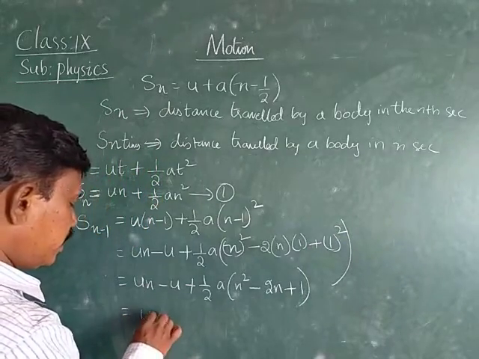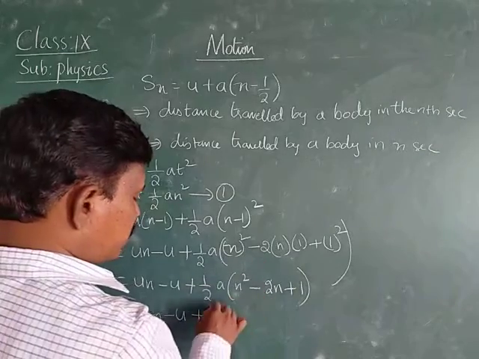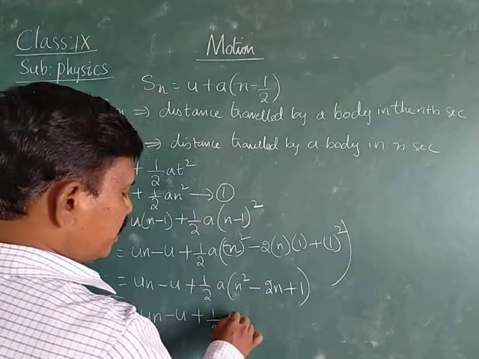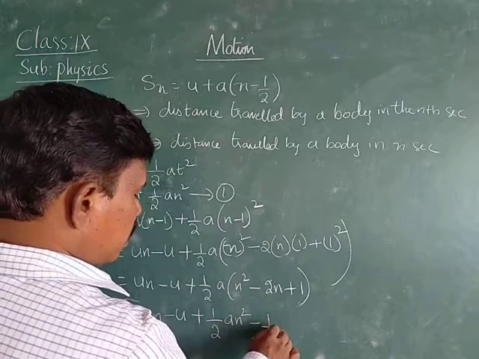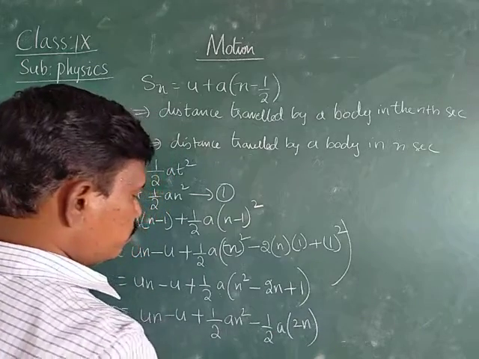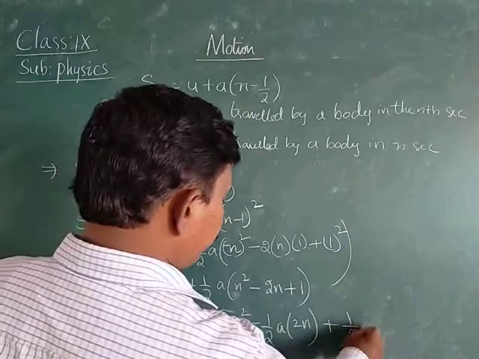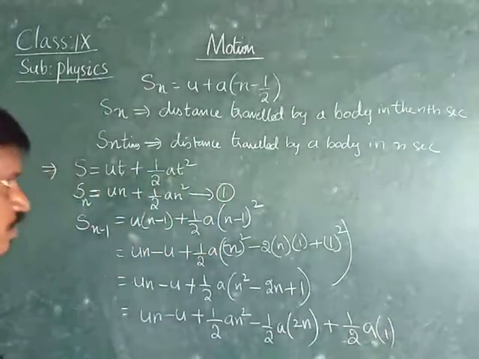That is un − u + ½a into n². Multiply this a with each and every term: ½an², plus into minus, ½a into 2n, plus ½a into 1.